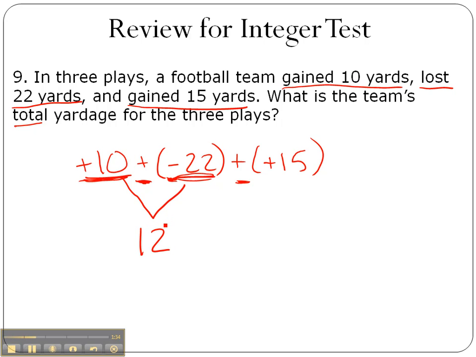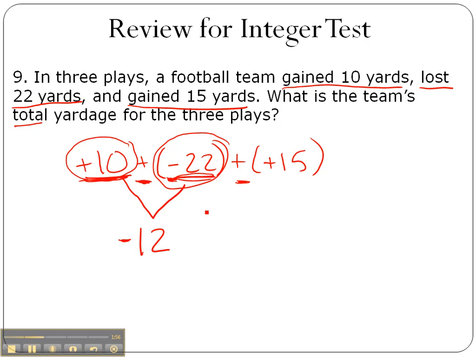Then we need to decide the sign of our answer. So look at the two integers. Which is further from 0? Negative 22 or positive 10? If you visualize a number line, you can see that negative 22 is much further from 0 than positive 10. So the sign of our answer will be negative. Now we've just taken care of that first operation.